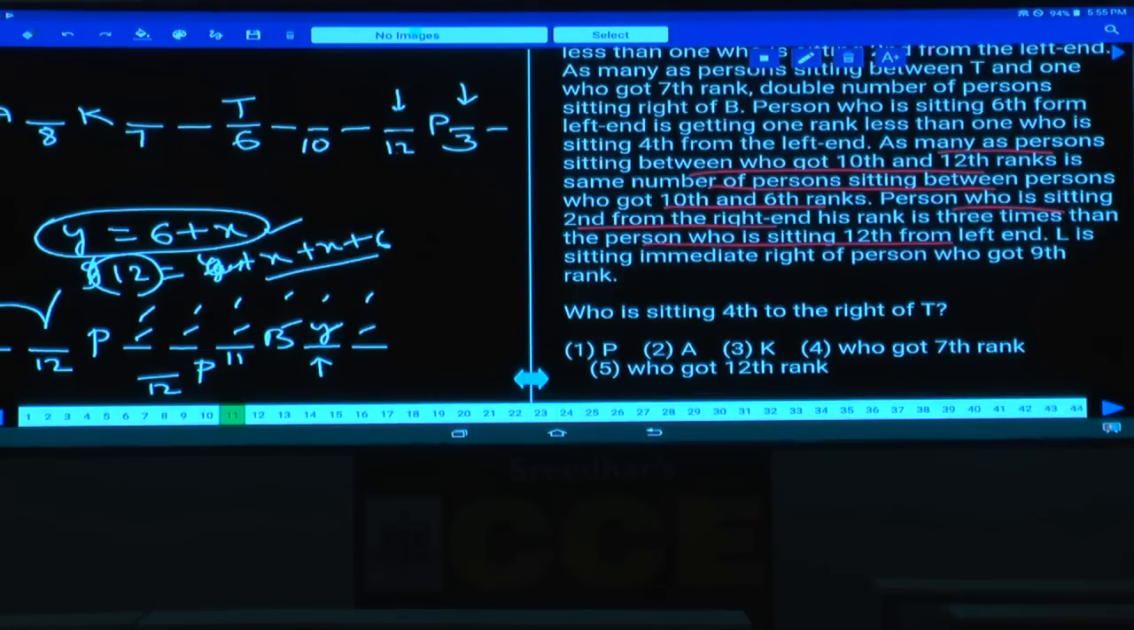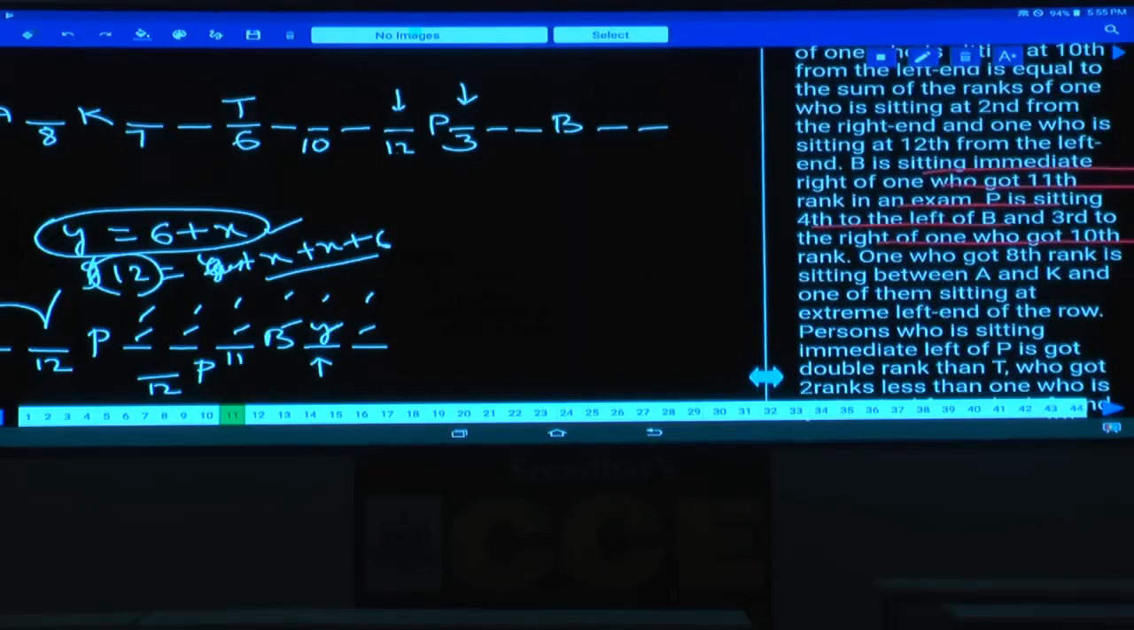Now see here, left hand side, second from the right hand side, this person got 3 times of this one. Hence this person must have got which rank? 3 times of this 3, that is 9th rank.